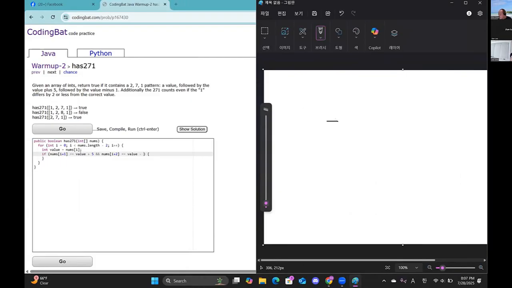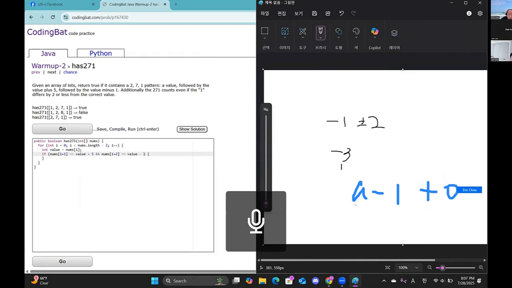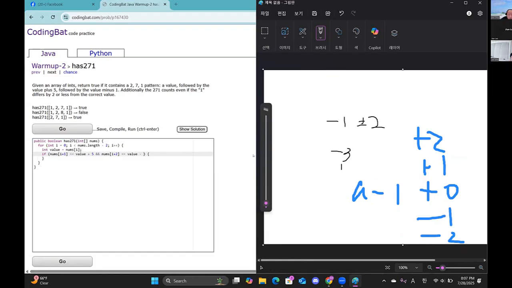Are you okay? Take your time, okay? That means the plus minus 2. So you have a minus 1 is actually within 2 of these, plus 2 or minus 2. So it can be a minus 1 plus 0, plus 1, plus 2, or minus 1 or minus 2, one of these. So it should be a plus 1, a minus 1, a minus 2, and a minus 3. These are all the possible values.